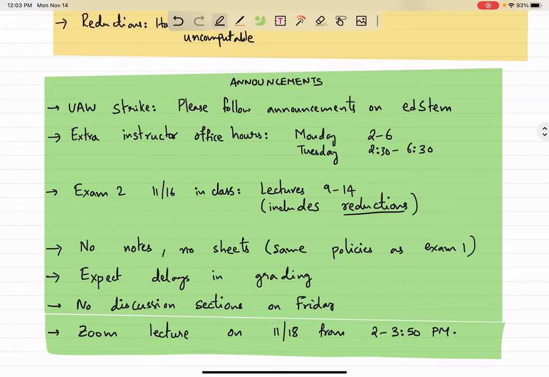And the logistics are the same as for exam 1. So no notes, no book, no cheat sheets. And instead, expect delays in grading for exam 3 and the homeworks going forward, but we'll see how things develop. Okay.